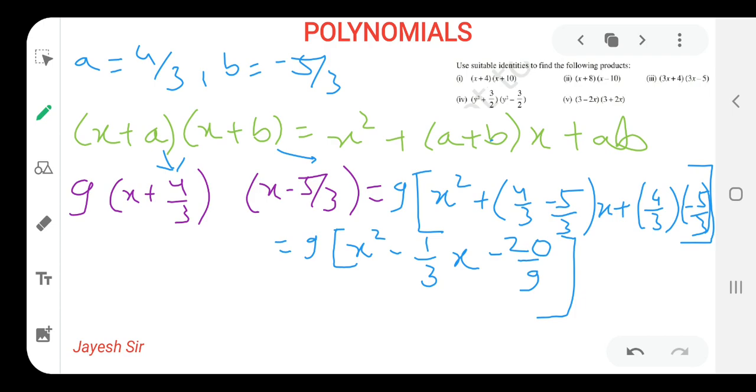Now we'll solve a little bit further so that we get a simpler answer. 9 should be multiplied and the bracket opened. It multiplies 9x square, and 9 by 3x, the 3s cancel, so it becomes 3x. So we have 3x minus 20 multiplied with 9, and 9 in the denominator; the 9s cancel, giving minus 20. So our answer is 9x square minus 3x minus 20. This is our answer.